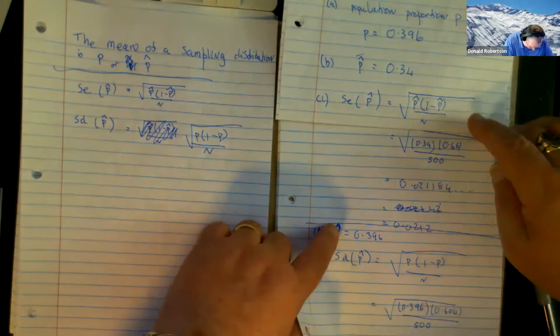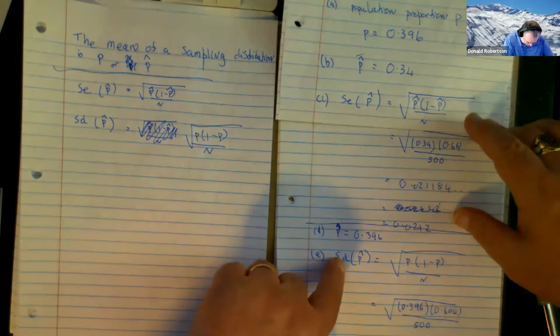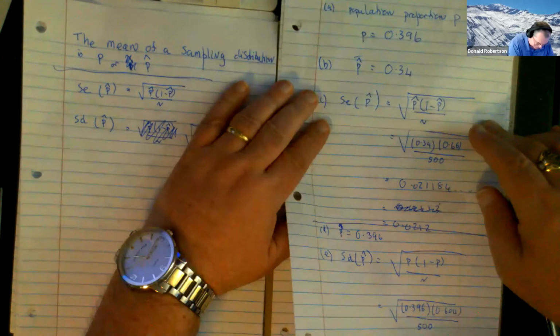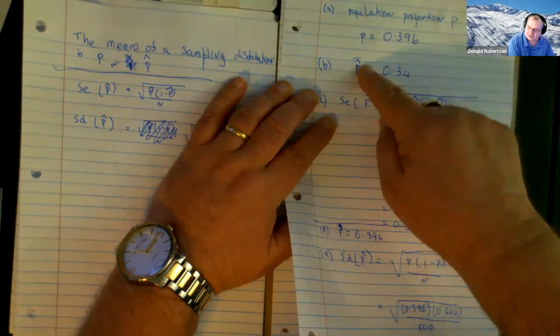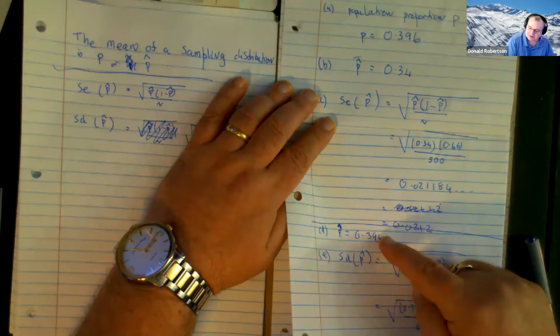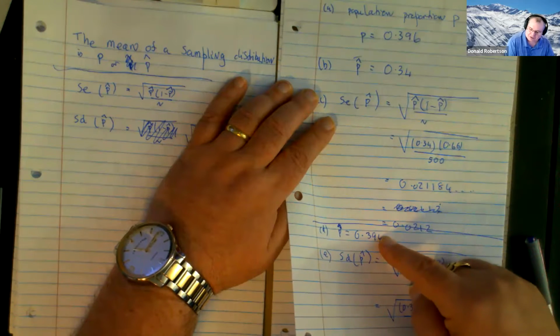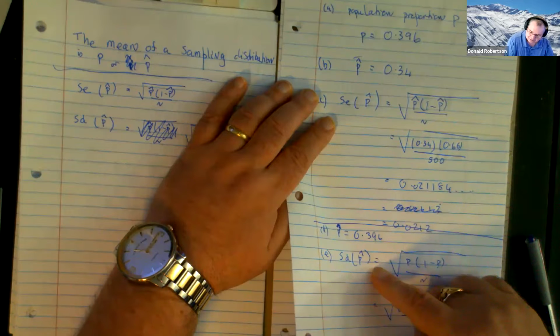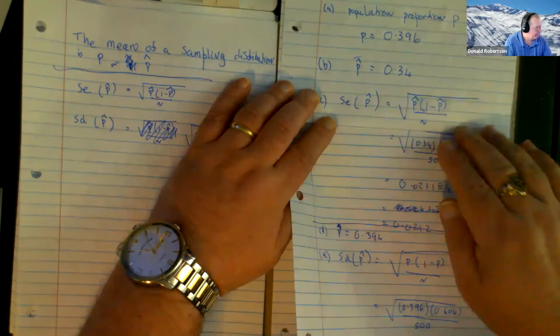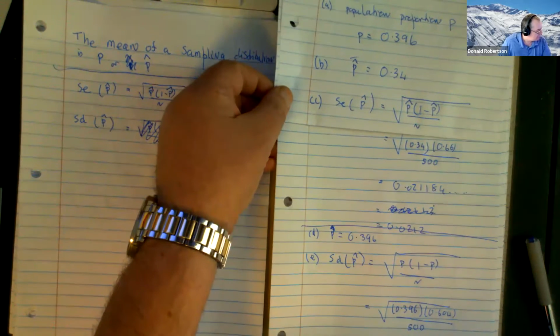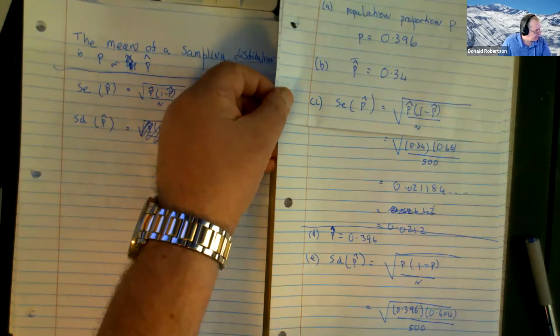So population is a P. Standard deviation goes with population. Sample is a P hat. Standard error goes with P hat. Try to get these two in my mind together, right? With their names. Population P, standard deviation P. Sample P hat, standard error P hat. Are we good?